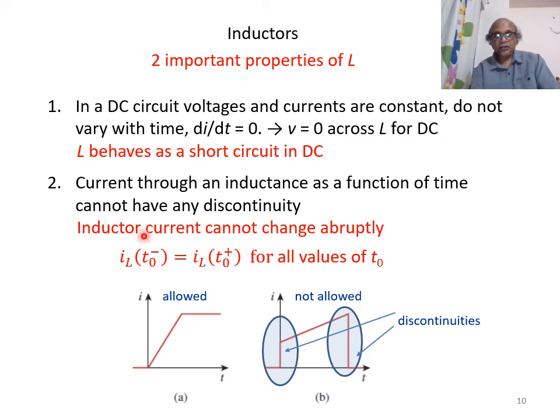We show here two graphical representations of current. In figure A, the current is a continuous function of time. There is no discontinuity. So this type of current is allowed through an inductor. But in graph B, the current has two discontinuities. This is a discontinuity and there is another discontinuity. So this cannot be the current through an inductance. Okay?